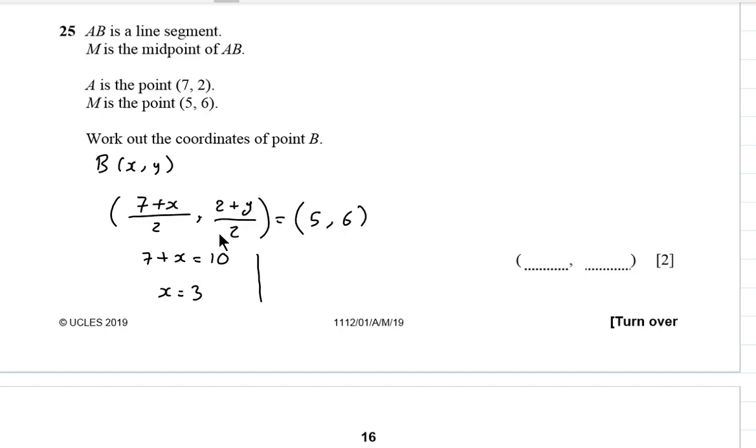And also we can find the corresponding value of y. 2 plus y all divided by 2 is equal to 6, or 2 plus y is equal to 12 if we multiply by 2. So y should be 12 minus 2, which is 10. So the coordinates of point B should be 3 and 10.